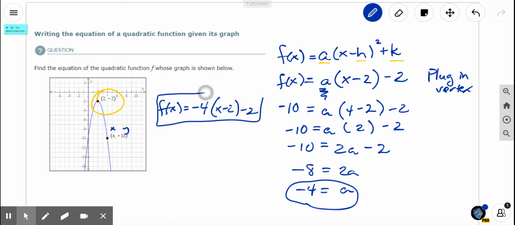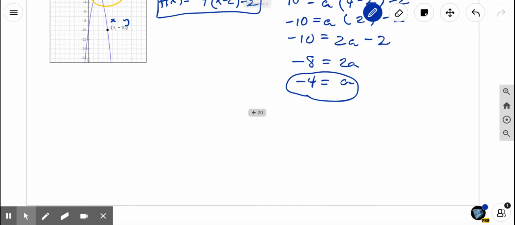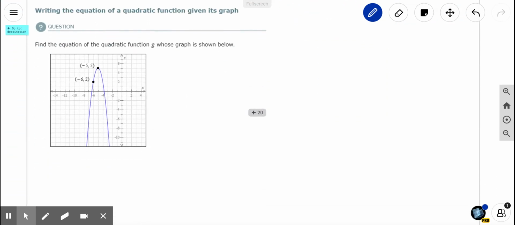Okay, now I have two more problems like this. I recommend you try to do the next one, pause and try to do it yourself and see if you've got it down.